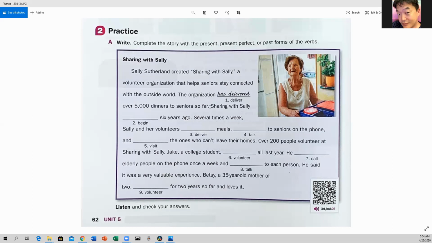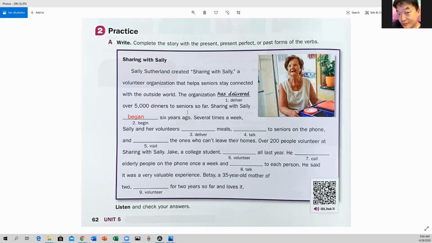Sharing with Sally. Now you have begin and 6 years ago. So pay attention to the time phrase 6 years ago, and remember which verb form you can use with 6 years ago. Only past. And what is the past of begin? The answer is began. Okay. Sharing with Sally began 6 years ago.